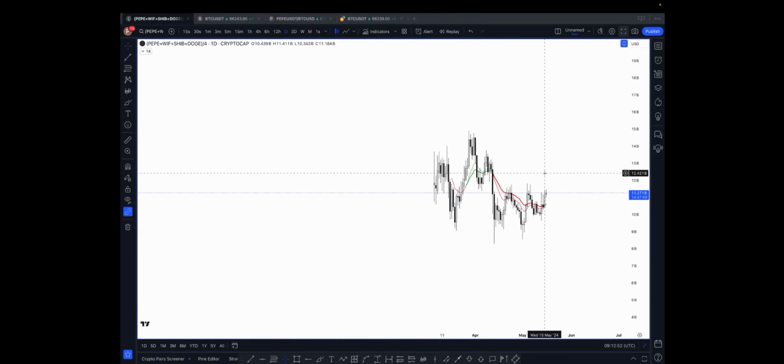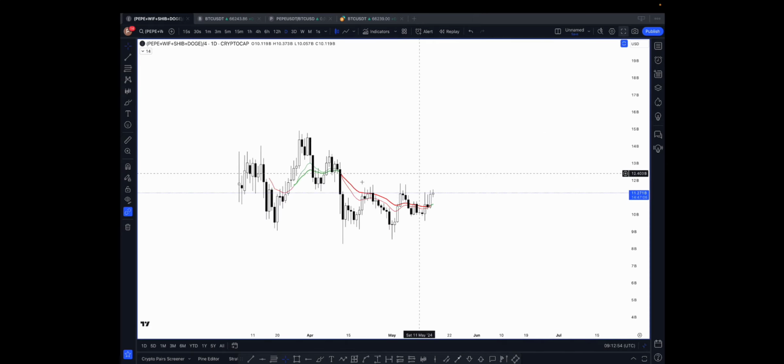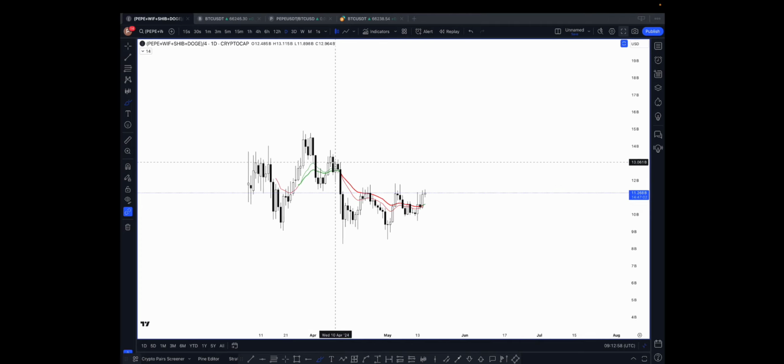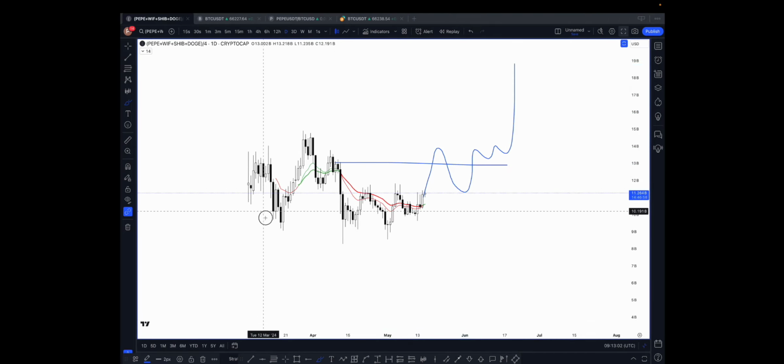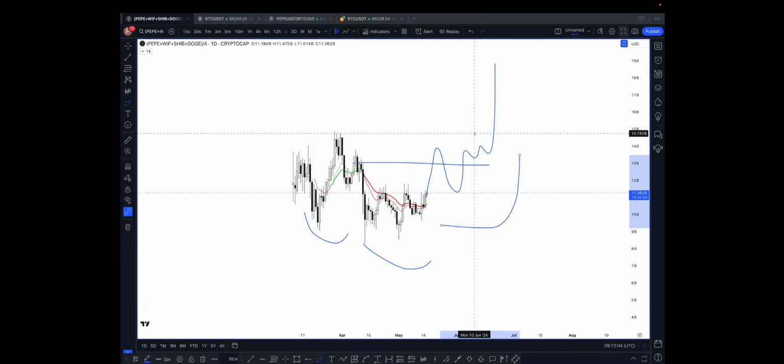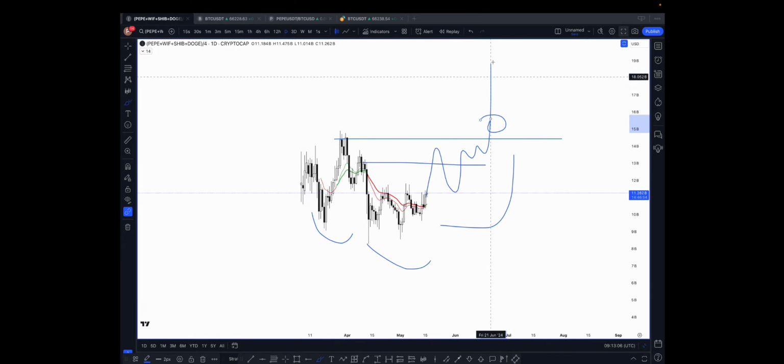And here is the meme coin category. So we'll go to a daily. And you see meme coins as a whole are forming what looks like probably a rounded bottom. It would need to push up to here and back to there. And that would show a nice rounding out bottom formation for memes as a whole.